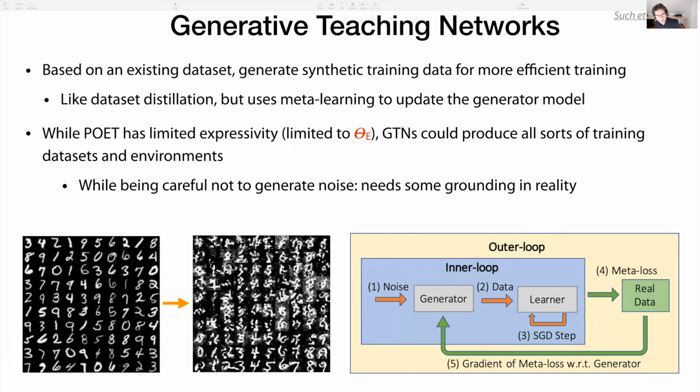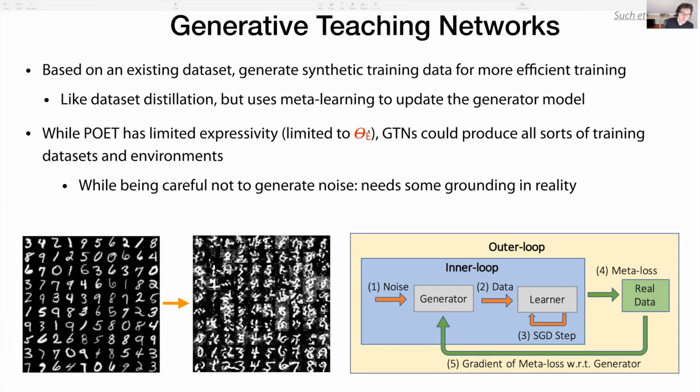One problem with the PODE approach is that it has limited expressibility, right? So it is parameterized with theta e. So this puts some limitations on how expressive these environments can be. Of course, you can make theta e very large, and that gives you some more room to work.